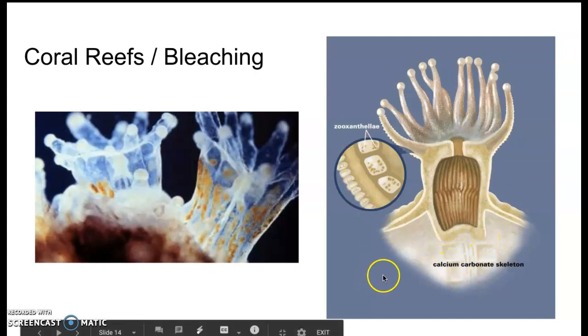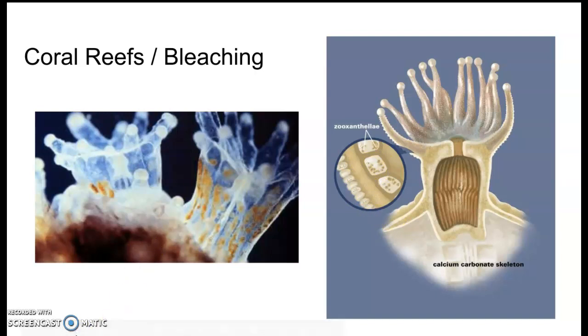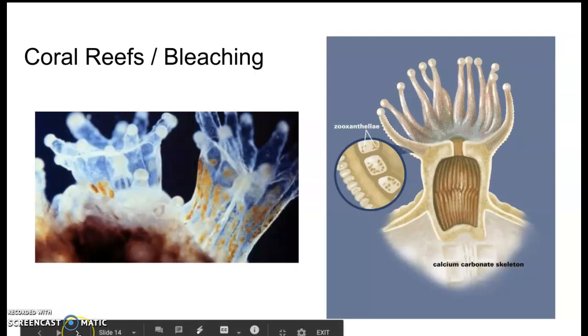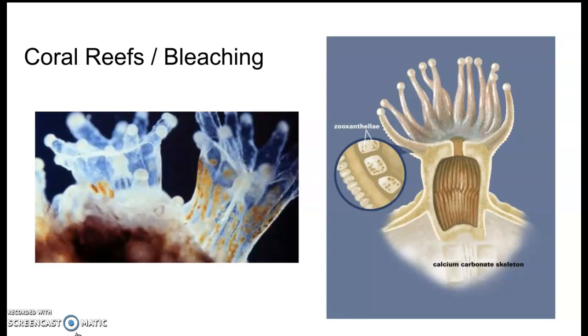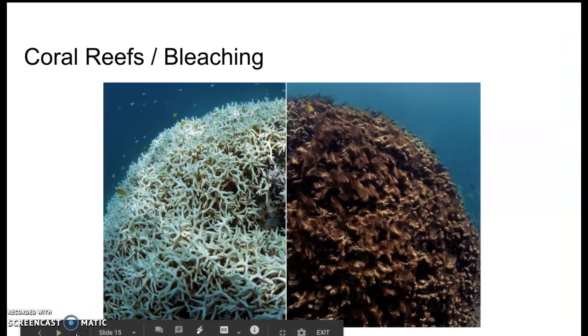So what happens is, when the coral gets stressed, it is not able to absorb this calcium carbonate that the zooxanthella is making. So the zooxanthella leave, causing what we call coral bleaching. Coral bleaching is basically when the coral turns white. Remember that the zooxanthella gives the coral its color. So once the zooxanthella leave, it leaves the coral white. And this is an example of what it looks like when you have coral bleaching.